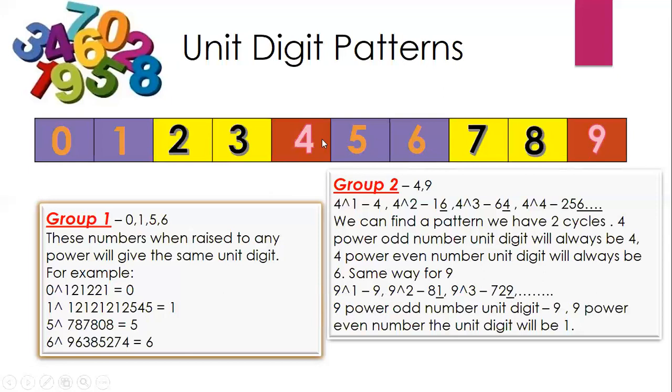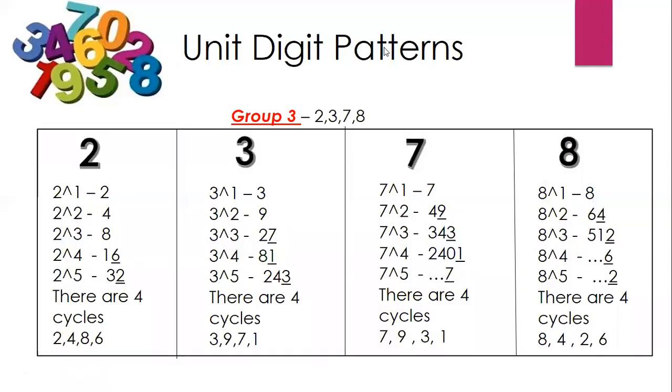So what about the third group of numbers? We are left with 2, 3, 7 and 8. For these, we go from the smaller powers to find the pattern. 2 power 1 is 2. 2 square is 4. 2 cube is 8. 2 power 4 is 16, which means unit digit is 6. 2 power 5 is 32, so the unit digit is 2.